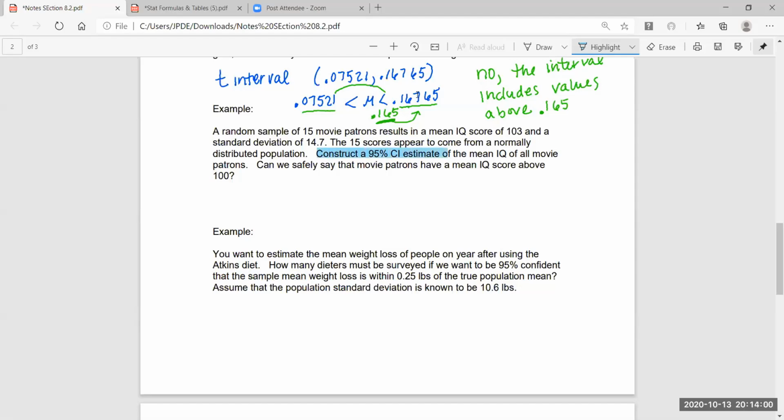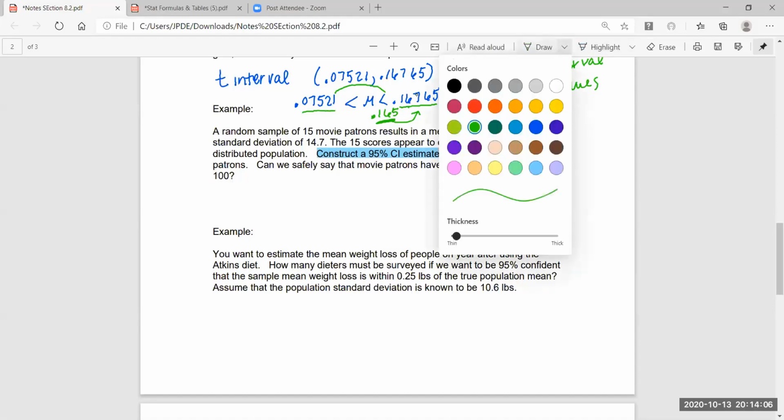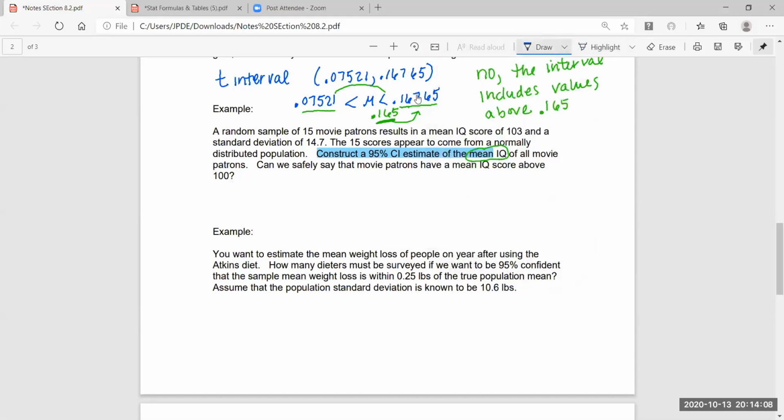Construct a 95% confidence interval estimate of the mean IQ for all movie patrons. And then we have a question. So we're going to get the interval first, and then we're going to answer the question. So we're doing a confidence interval for a mean. So we know this is a T-interval.